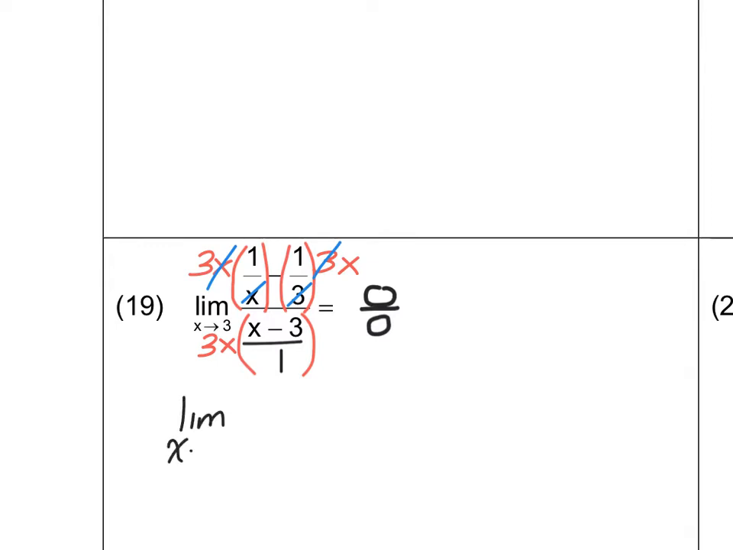You didn't have to write the over 1 if you didn't want to. I just did it to really accentuate the idea that it was fraction over fraction. All right, so 3 minus x up top. 3x times x minus 3 on the bottom.